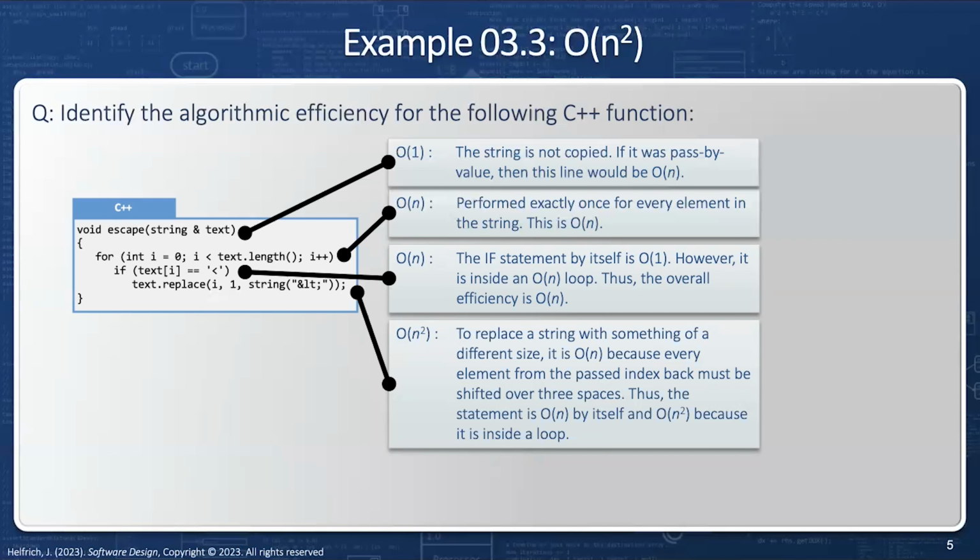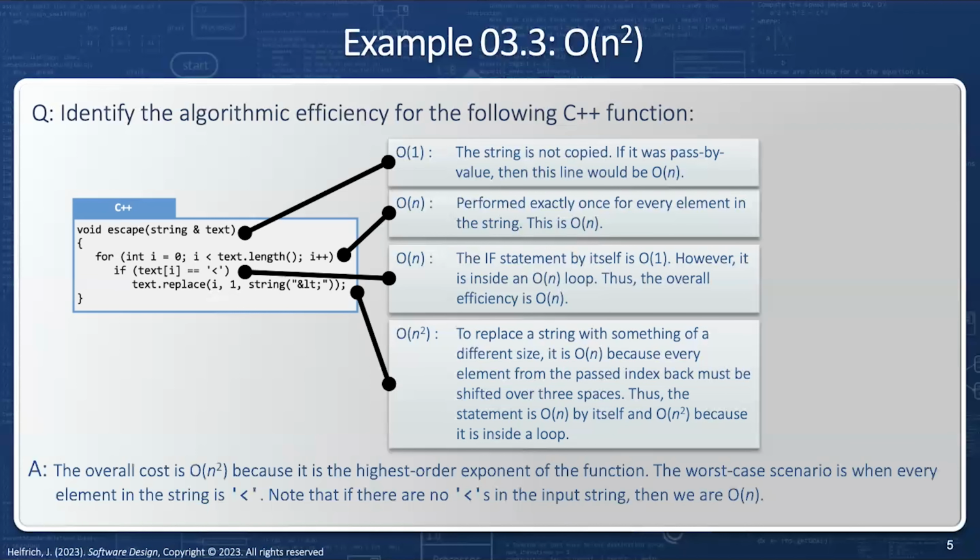Well, that depends. In the worst case scenario, a string that consists of nothing but the less than operator, this will be executed n times, and therefore the overall efficiency would be O(n squared). However, if there are 0 or 1 elements in the string, then this will be executed only once. Therefore, the overall efficiency is going to be O(n squared).